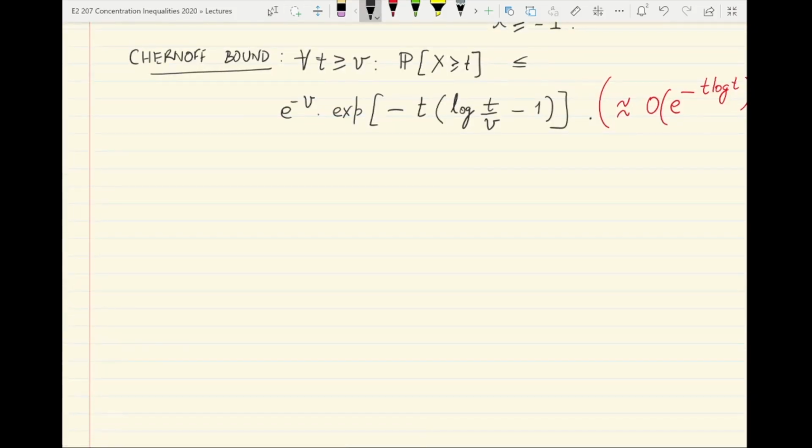A note here is that this bound is practically useful, naturally, only when the right hand side, which is supposed to be a probability, is at most 1. So when the right hand side is strictly less than 1 is when it becomes useful. If the right hand side is larger than 1, anyway we know that the probability has to be bounded by 1.